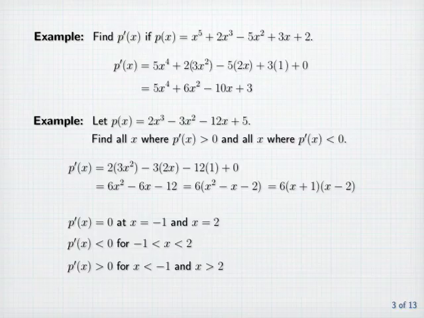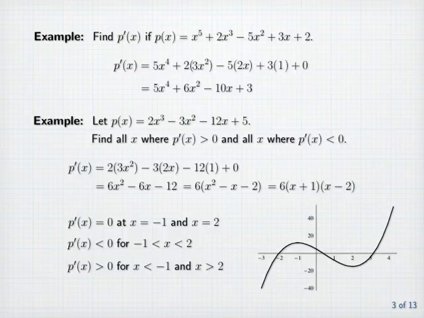Now let's think about what this means in terms of the graph of the function p of x. Notice that the graph of p of x has positive slope when x is less than minus 1, negative slope when x is between minus 1 and 2, and positive slope when x is greater than 2. And this is exactly what we learned from determining where the derivative is positive and where the derivative is negative.